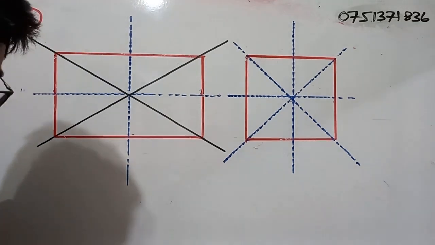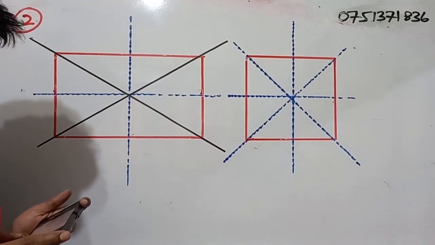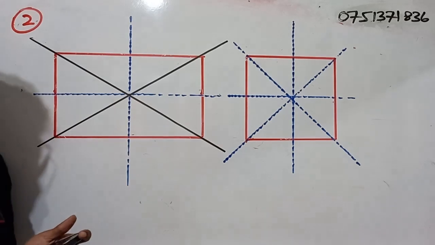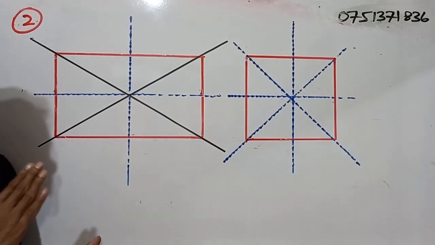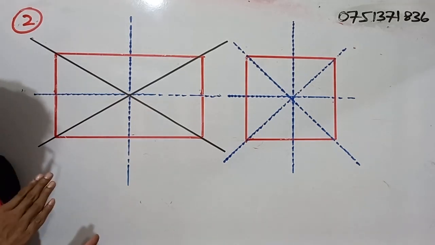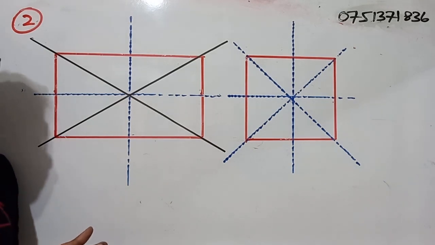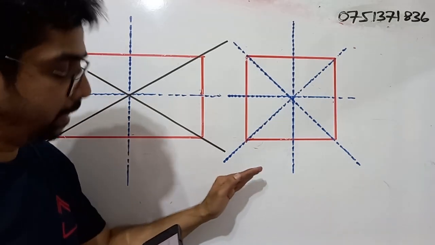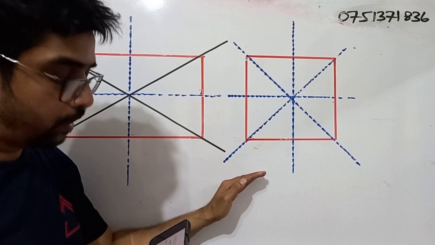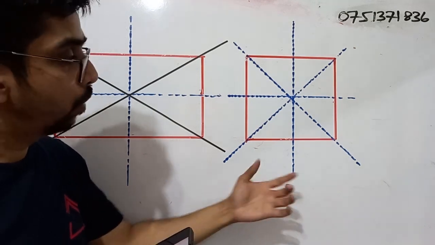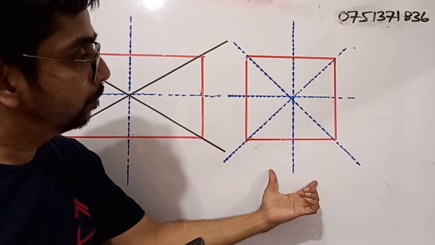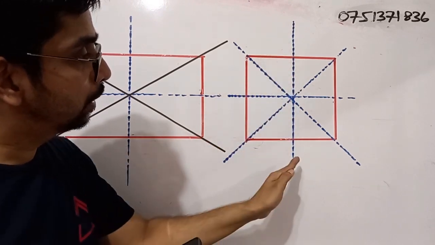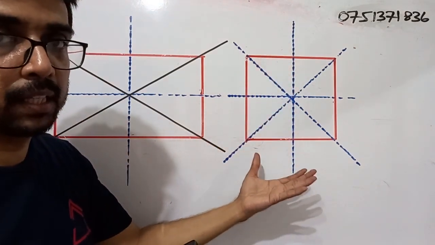What is the statement? It says a rectangle has 4 lines of symmetry. So the rectangle has only 2 lines of symmetry. So the statement is false. Right. What is the next statement? A square has only 2 lines of symmetry. Now take a look at this diagram. So here I have drawn the lines of symmetry regarding a square.